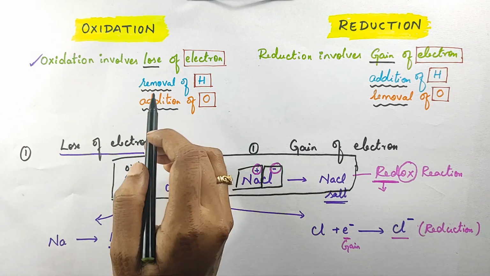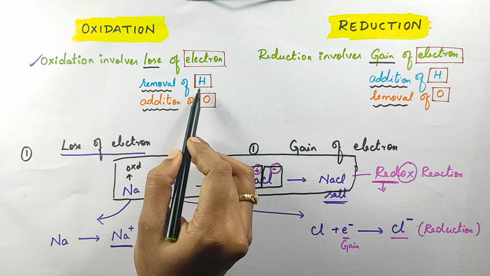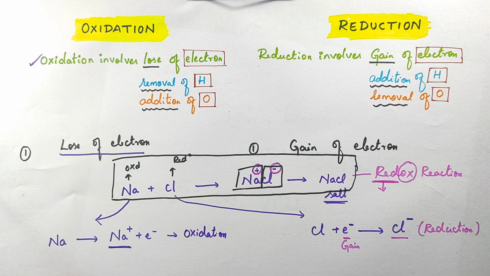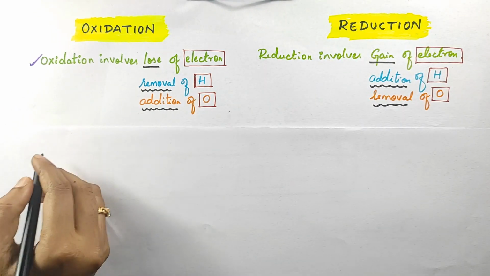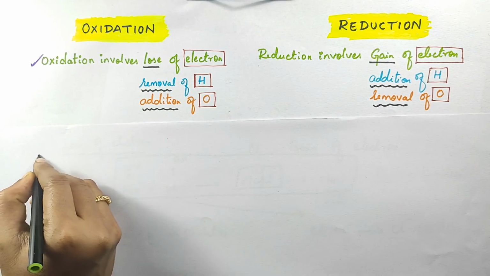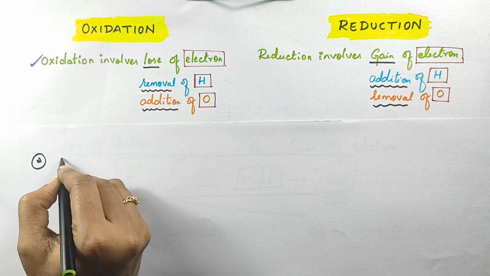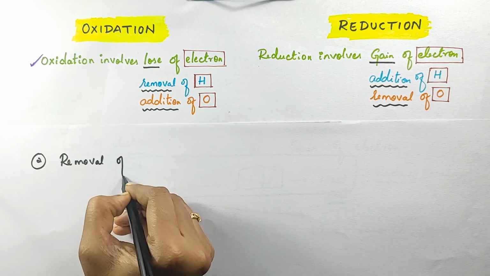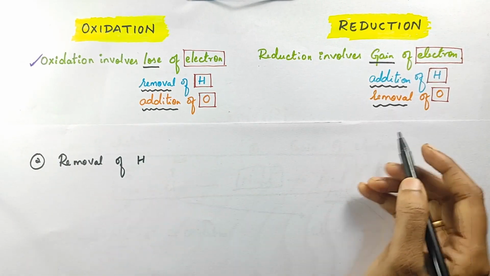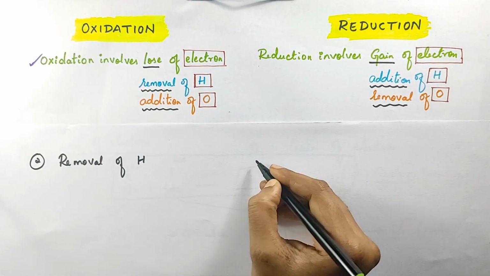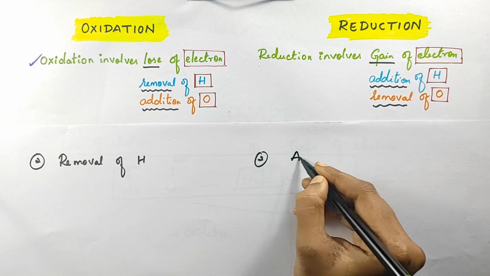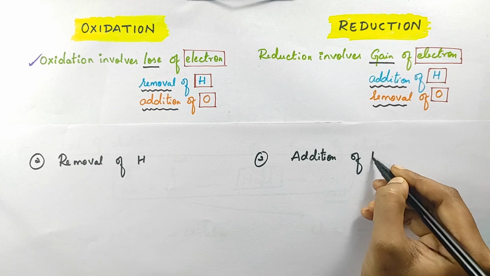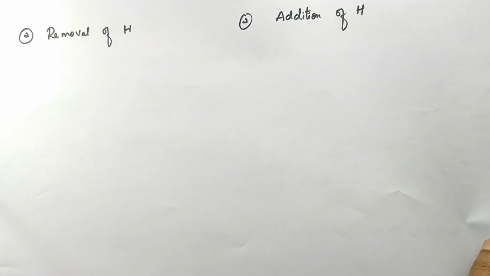The next definition is removal of hydrogen in oxidation and addition of hydrogen in reduction. This is the second definition: removal of hydrogen in oxidation and in reduction, addition of hydrogen. Let us see some examples.